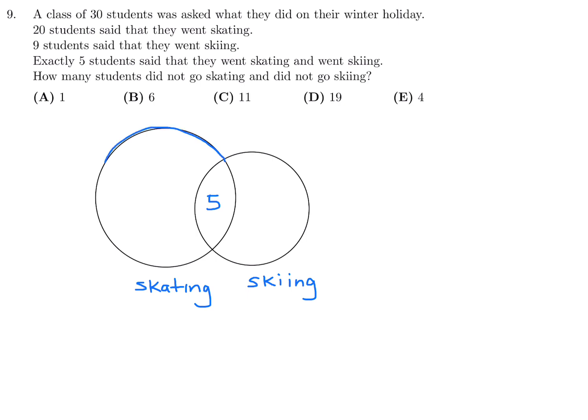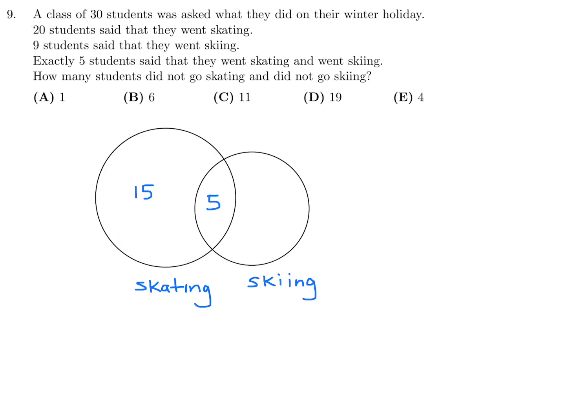Now, the big circle represents skating, and they told me that 20 students went skating. Well, 5 is already here, so that means this region has got to be 15. Okay, does that make sense? 15 plus 5 is 20, and 20 went skating, and skating is represented by that large circle.